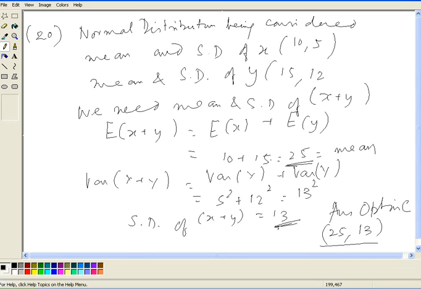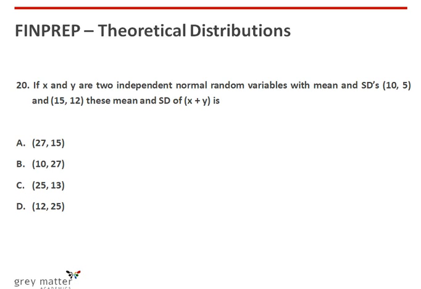Now we know that variance is square of standard deviation. Variance of x plus y is equal to variance of x plus variance of y, 5 squared plus 12 squared, which is 13 squared. So standard deviation is nothing but square root of variance, which is equal to 13. So the answer is 25, 13. So the answer is option C. Going to our PowerPoint presentation, it is option C, which is 25, 13.